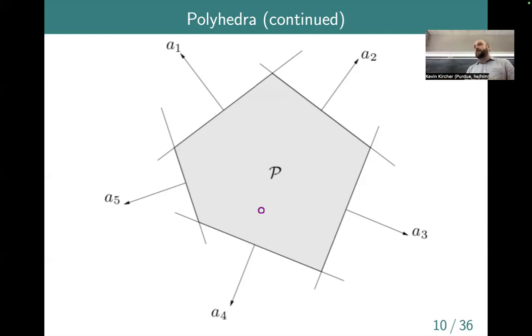Another word for a polyhedron is a polytope. Sometimes people call them that. Sometimes people say a bounded polyhedron, meaning one that doesn't go to infinity in any particular direction, is a polytope, but I think we use the terms interchangeably.